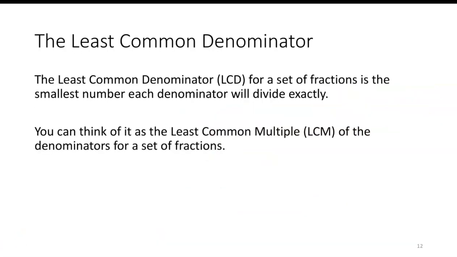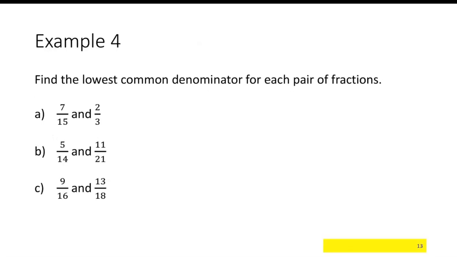The least common denominator for a set of fractions is the smallest number each denominator will divide exactly. So you can think of it as the least common multiple of the denominators for a set of fractions. So for instance, if I want to find the least common denominator for each pair of fractions, for part A, my denominators are 15 and 3.